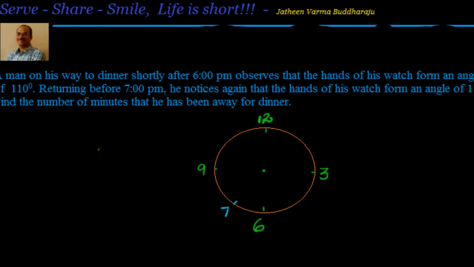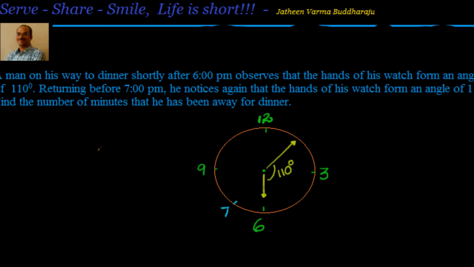So I have just drawn a simple watch here. Let us say this is a simple watch. So let's try to represent whatever we know from the problem. A man on his way to dinner shortly after 6 p.m. So I just said it's approximately 6, between 5 to 10 or 10 to 15. Approximately you can see that a 110 degrees angle is formed there. So this is a 110 degrees angle.